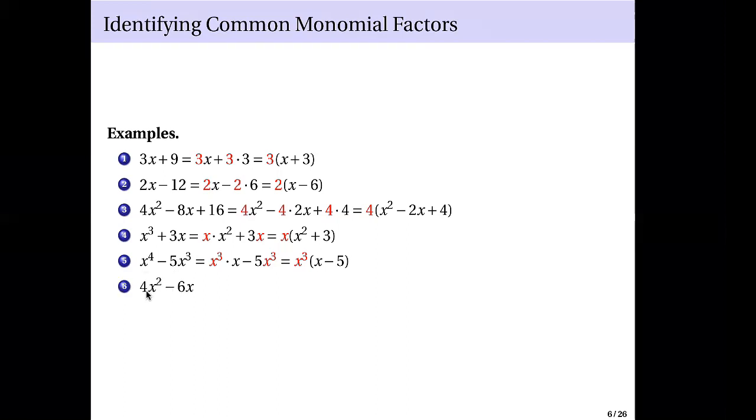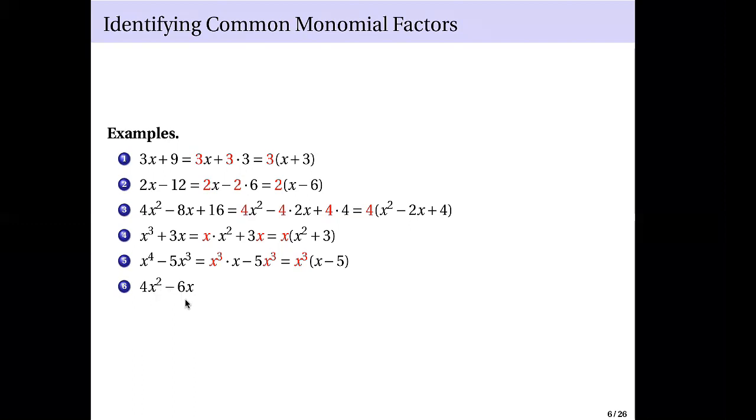Another example. Here you have 4x squared minus 6x. So for this, first, your 4 and 6, they have a common factor. 4 can be written as 2 times 2. 6 can be written as 2 times 3. So 2 is a common factor.